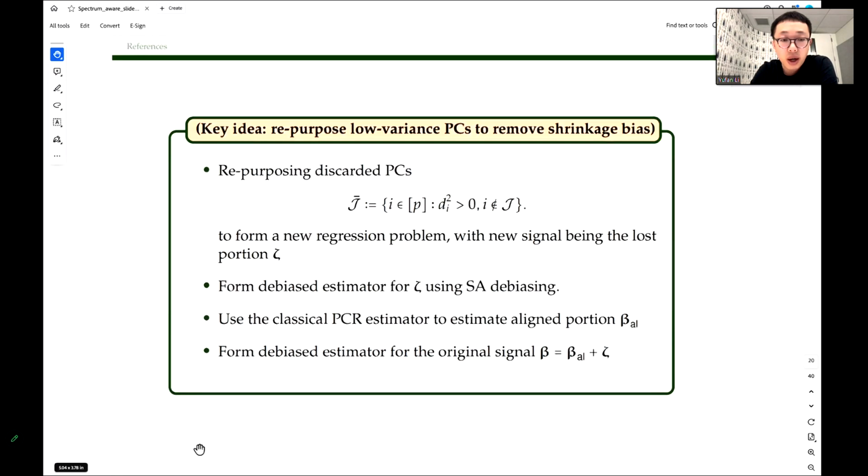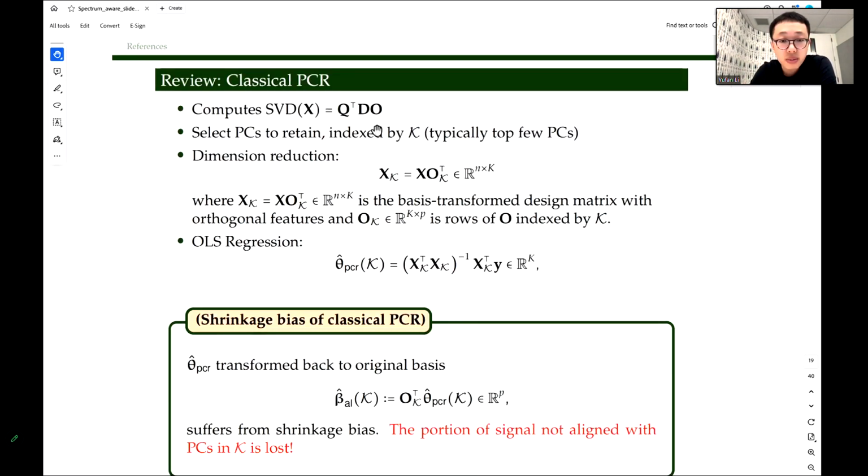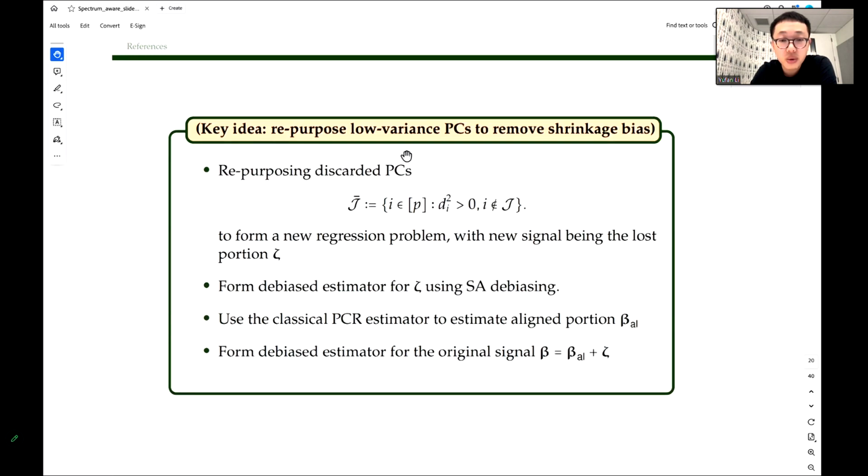So our idea is to correct this bias by reusing the low variance PCs that you have discarded. We choose these PCs in K, and the rest we do not throw away, but reuse them to form a new regression problem where the new signal is the signal that you have lost.